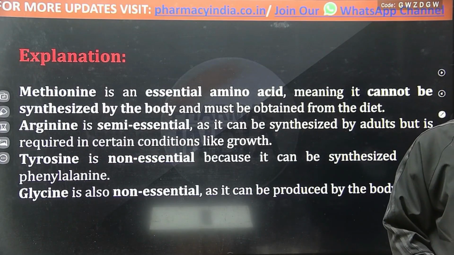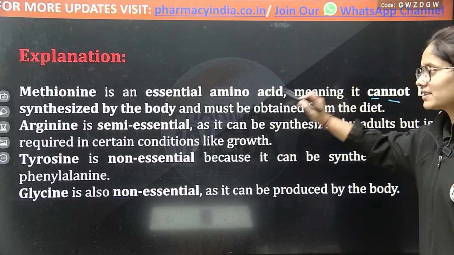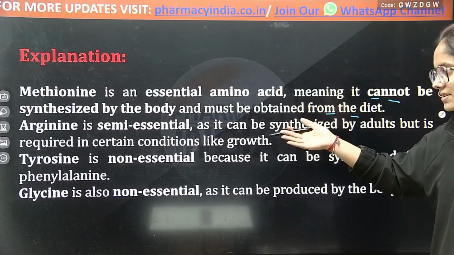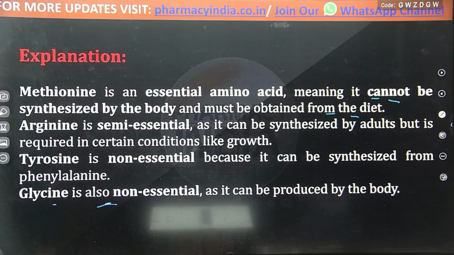Methionine is an essential amino acid, meaning it cannot be synthesized in the body and must be obtained from the diet. Arginine is semi-essential, tyrosine is non-essential, and glycine is also non-essential, as it can be produced by the body.